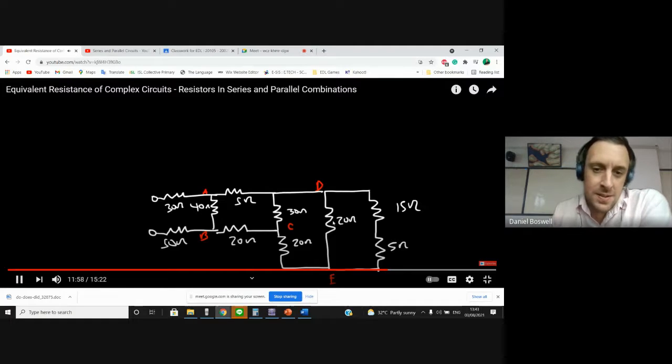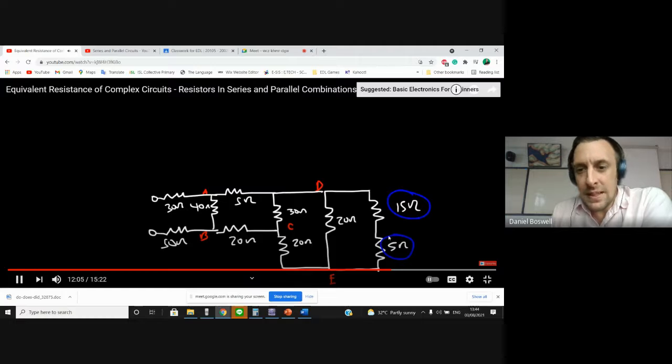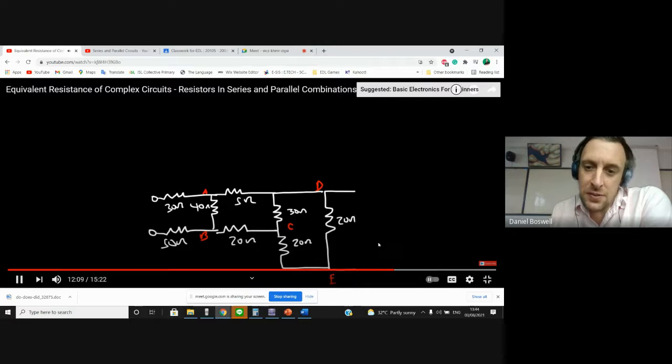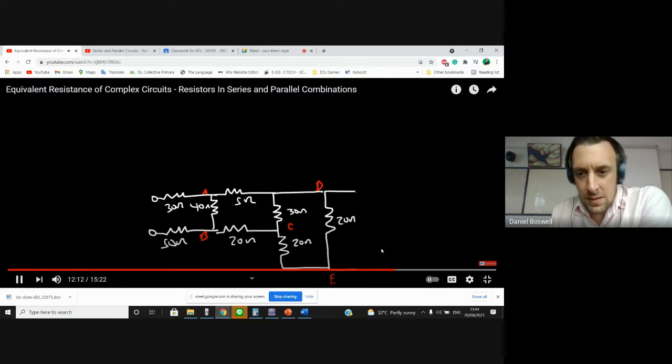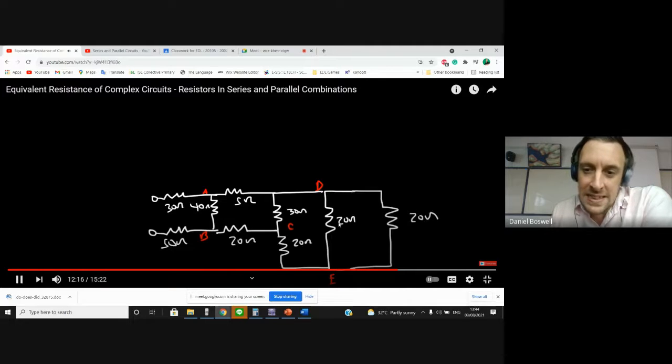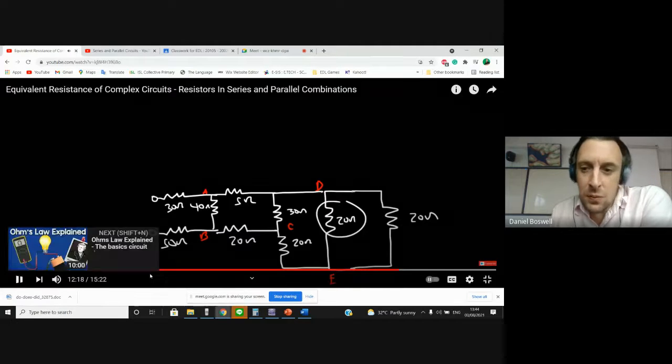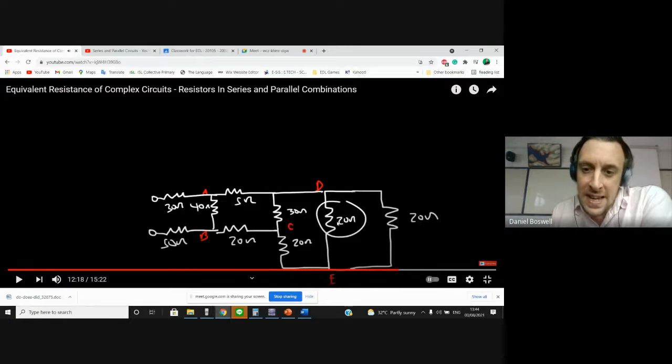Because we can do our parallels and then work our series. So these two are in series, so it'd be 20 ohms, 5 plus 15. Then these two are in parallel. 20s, they are equivalent, so we halve that, which will be 10 ohms over here.